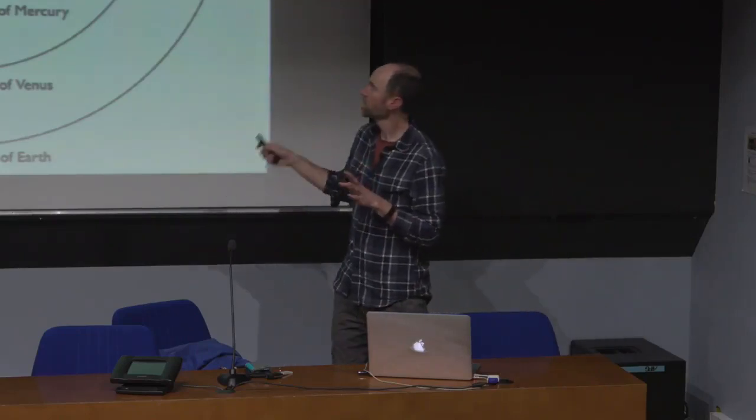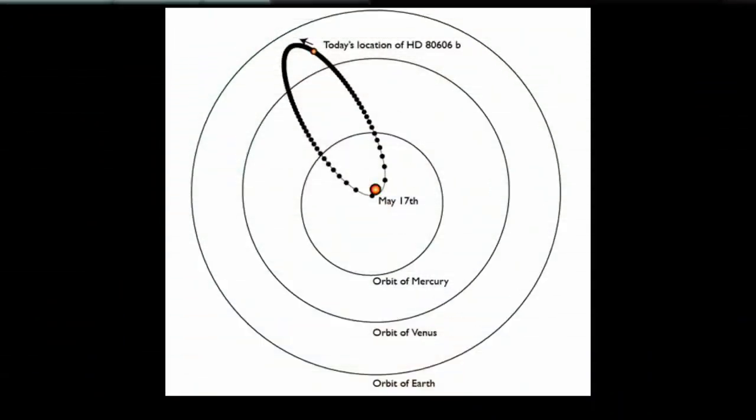Here's a very extreme case. This is the HD 80606b planet. And this is the shape of its orbit compared with the orbits in the inner solar system. So you can see, it looks really different, right? It's really, really stretched out. And so why is it so stretched out?